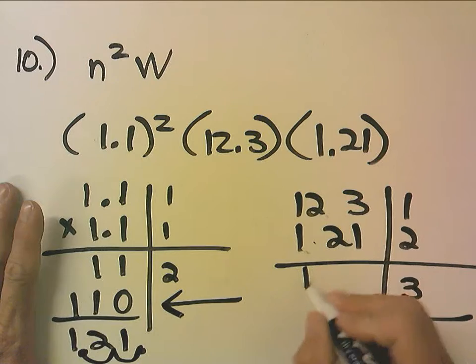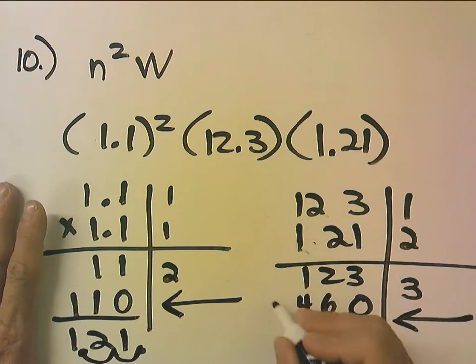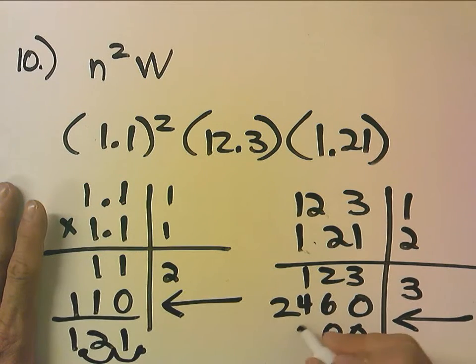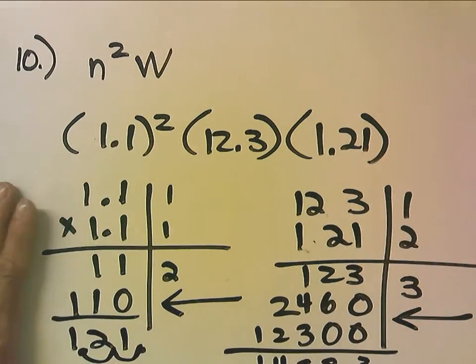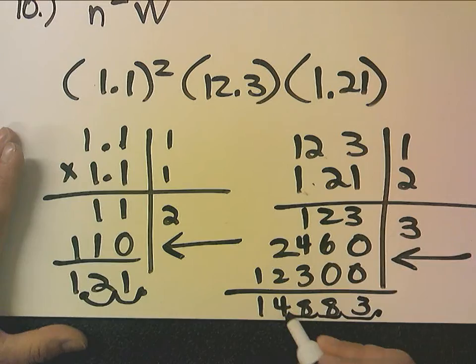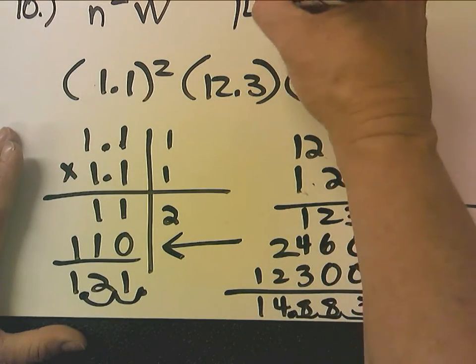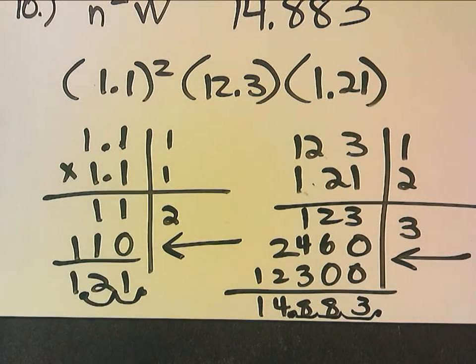So 1, put down the 0, 2 times 3 is 6, 4, 2, put down 2 zeros, 3, 2, 1, 3, 8, 8, 4, 1. Now I move my decimal over, 1, 2, 3, and my answer is 14.883. And that's the end of this video.